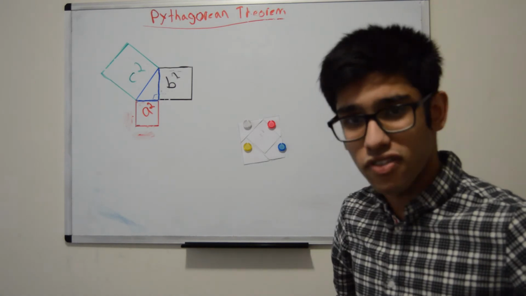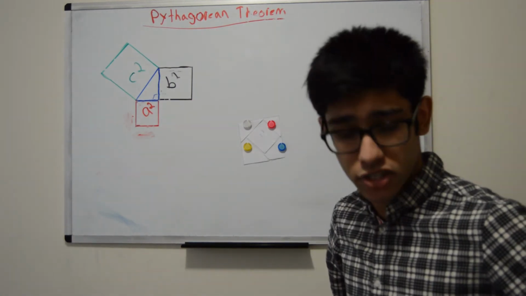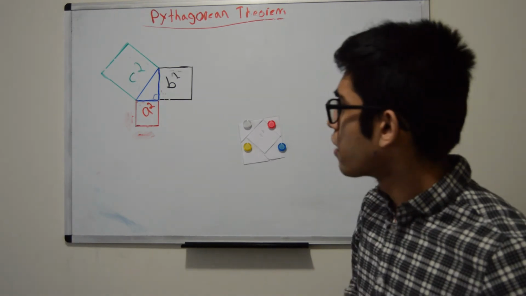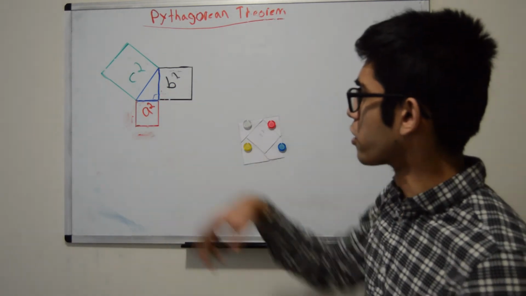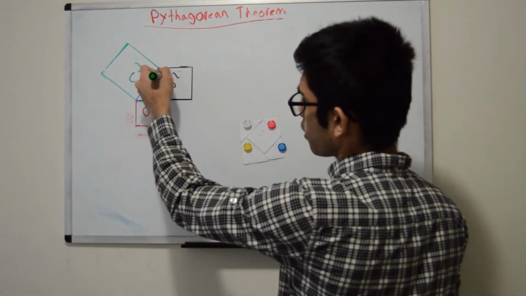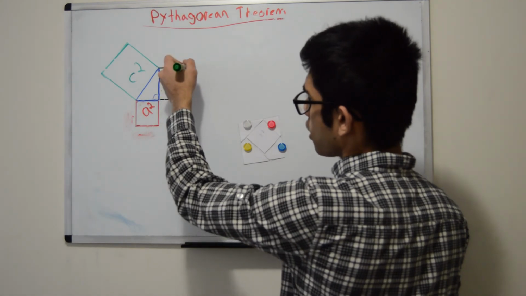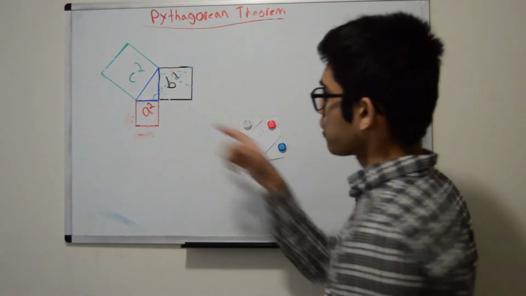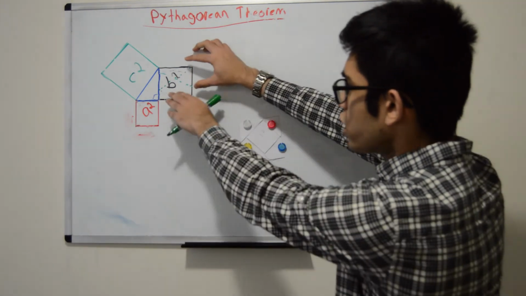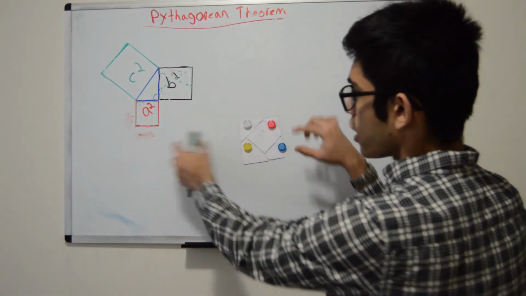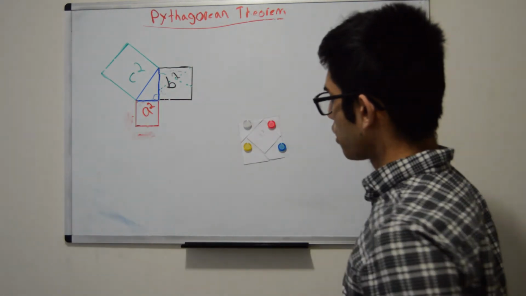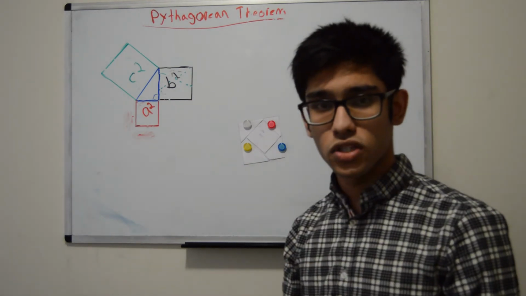So what did we find? Well, we found something really special, didn't we? We found that when we cut out b squared, right? So b squared looked something like this, right? We cut that out like that, and we arranged b squared in c squared, and then we also put a squared in it, and it was equal to c squared.